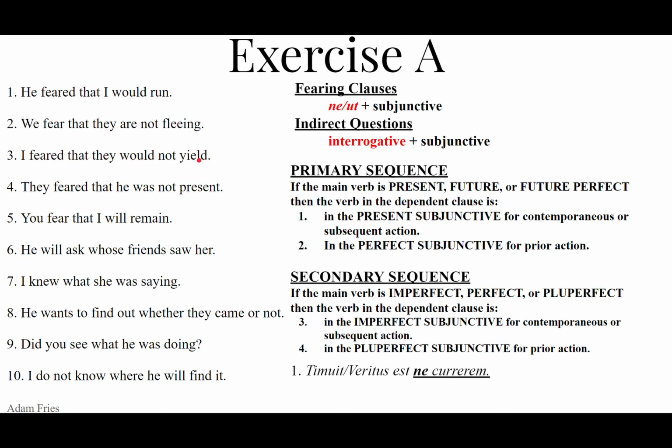To yield, that's cedo, cedere, cessi, two s's, cessus, like to secede. So timui ut cederent, cederent. We want the imperfect subjunctive. Or veritus sum ut cederent.